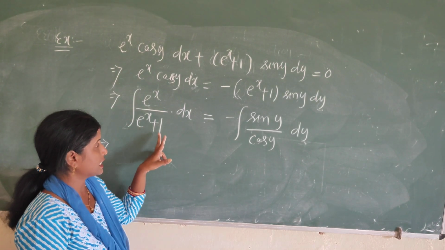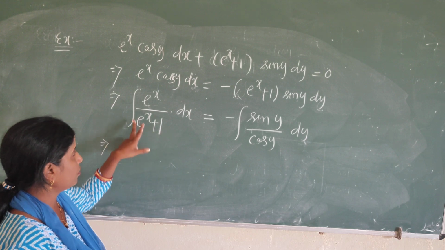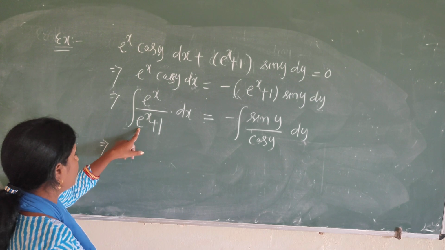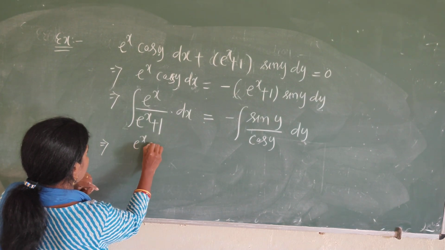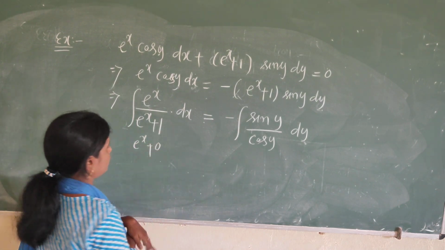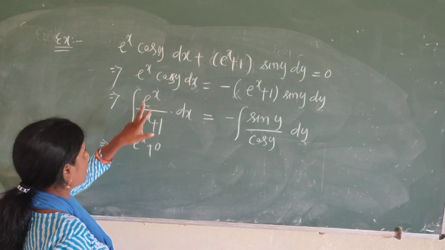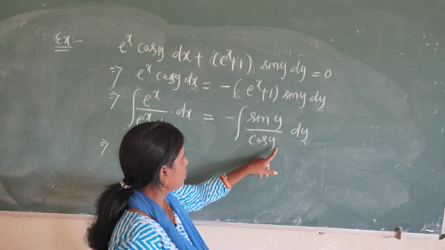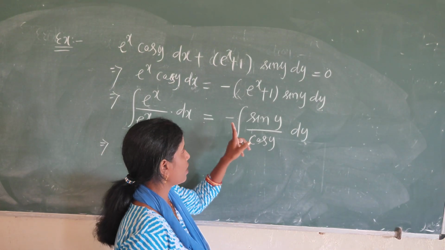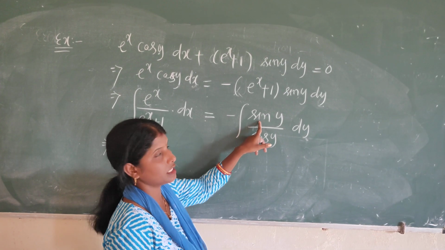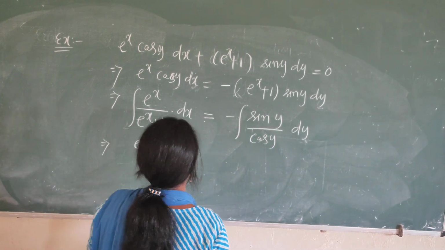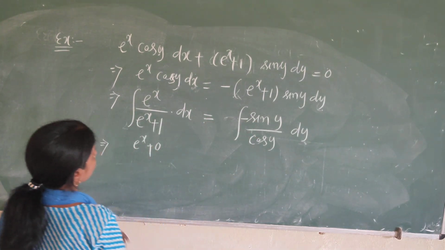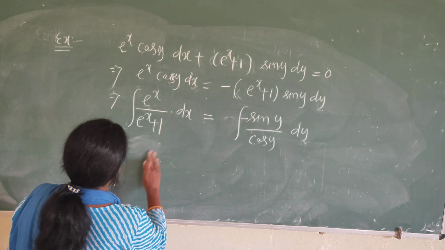e to the power x plus 1 is f of x, and e to the power x is f dash x. The derivative of e to the power x is e to the power x, and the derivative of 1 is 0. So this is f of x and this is f dash x. Also on the right side, cos y is f of y, and minus sin y is the derivative of cos y. This minus sign we can take to minus sin y.